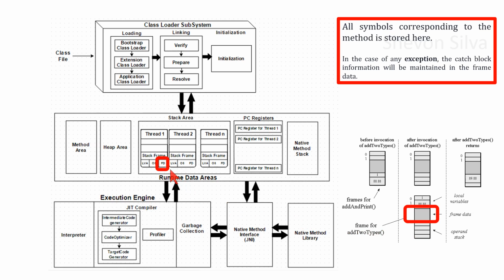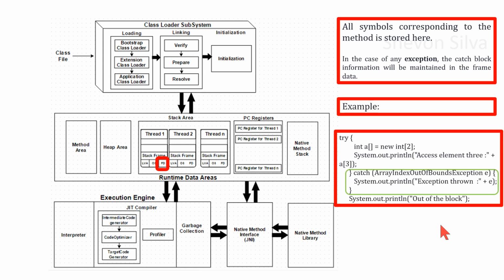Frame data. All symbols corresponding to the method are stored here. In the case of any exception, the catch block information will be maintained in the frame data. Here in this diagram you can see the method frame data. These symbols are stored here, and here catch block information is also maintained in frame data.